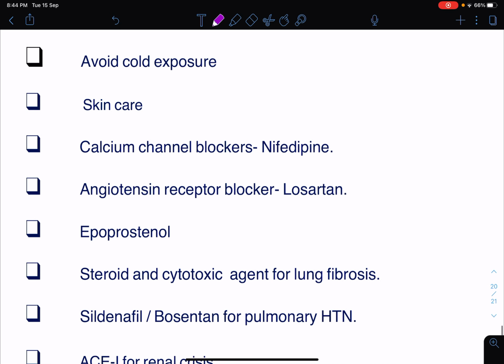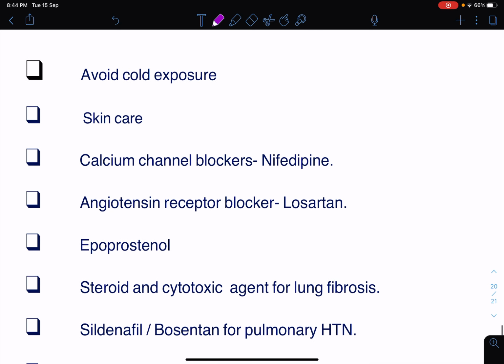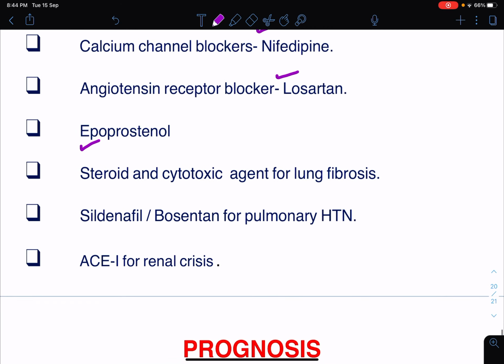And coming to the treatment, we should ask the patient to try to avoid cold exposure, because most of the time cold exposure will lead to Raynaud's phenomena in these patients. Skin care is advised. Then as a treatment for Raynaud's phenomena, we can use nifedipine, that's a calcium channel blocker. Losartan can also be used, it's an angiotensin receptor blocker. Iloprost can also be used. And then for lung fibrosis, steroids and cytotoxic agents can be used.